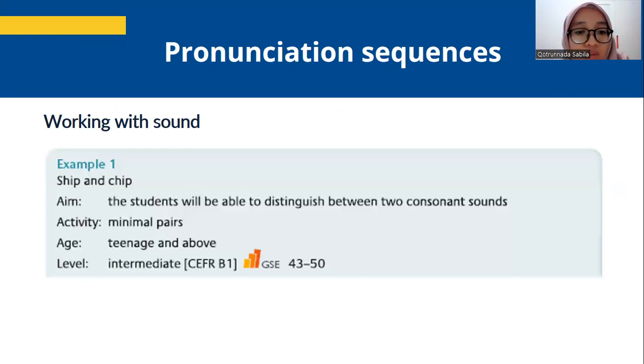One way of having our students pay special attention to sound is to use minimal pairs, that is, two words which are different in only one sound. For example, ship and chip, and then path and bath, etc.